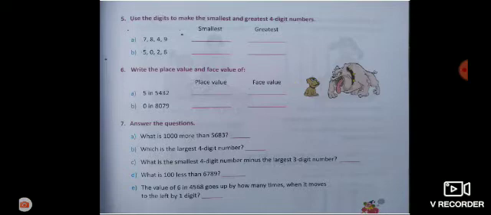Then 0 in 8079. 0 is in hundreds place. When you multiply 0 with 100, you will get 0. So write in the place value 0.